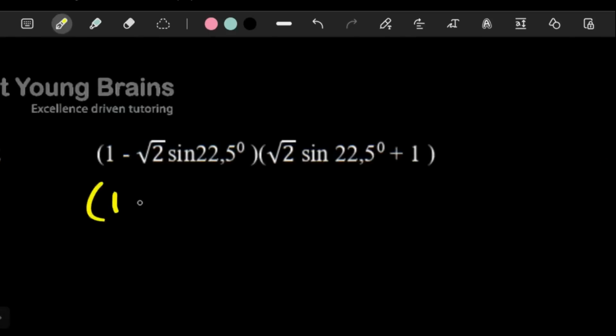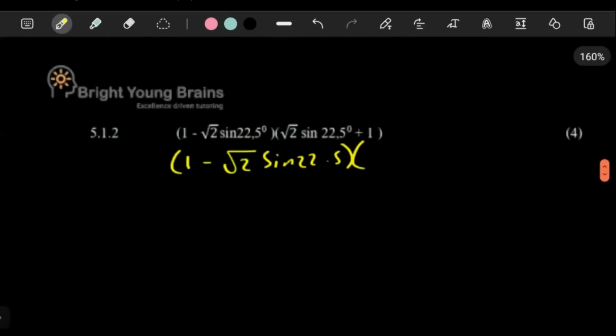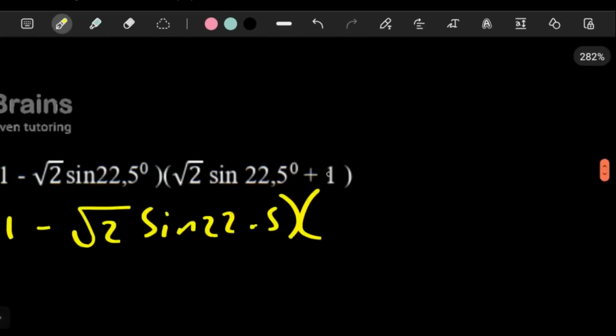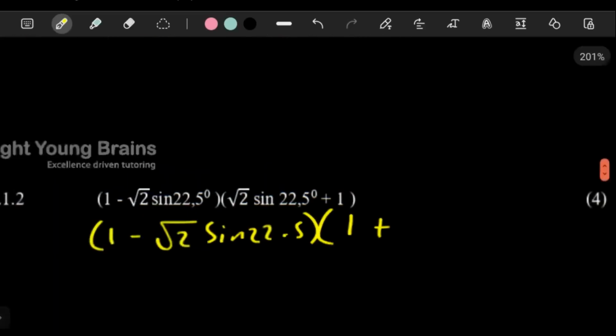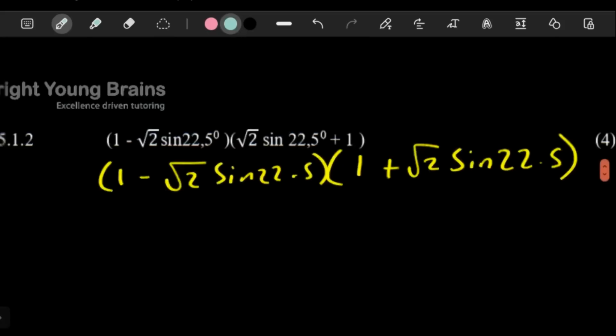So this question, the former question, it looks like the kind you don't want to overthink at all because it looks like the difference of two squares. Is it the difference of two squares? Yes, it is. The reason is this is just swapped around, you see. So if you look at it nicely, 1 minus this, right? And then 1 plus that. If you swap these around, 1 plus square root of 2 sine 22.5. I mean, whichever way, this is the difference of two squares.